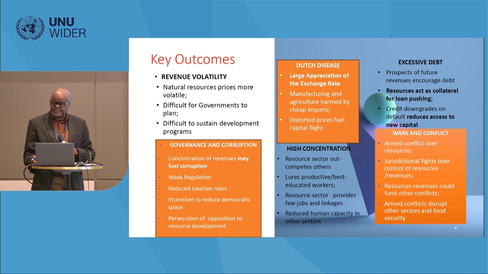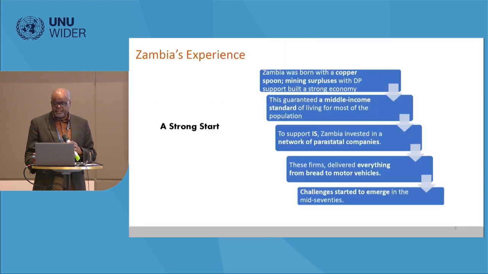The other issue, of course, is wars and conflict, armed conflict over resources, fights over jurisdiction, and conflict may also affect other sectors, and it can also affect food security. With conflict, you cannot have productive agriculture. Now, these are the few points that I wanted to put up in terms of theory. Now, let me come straight away to Zambia's experience.